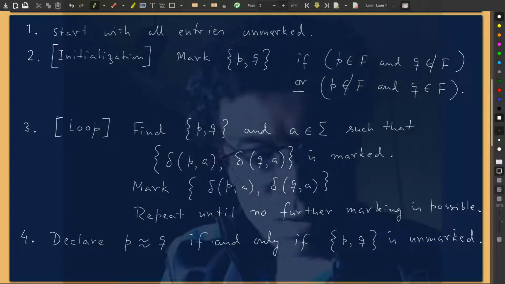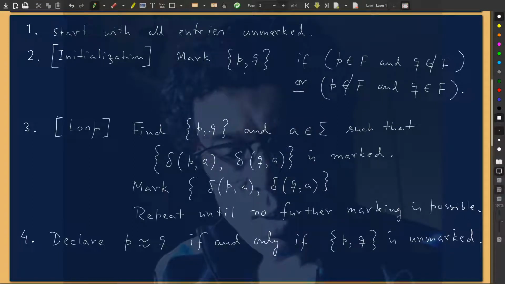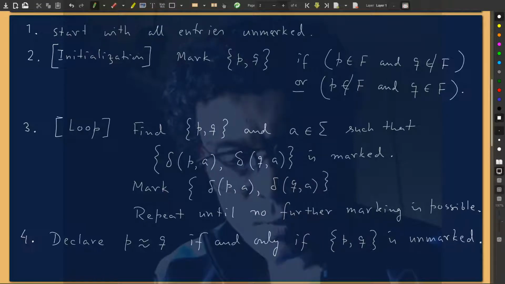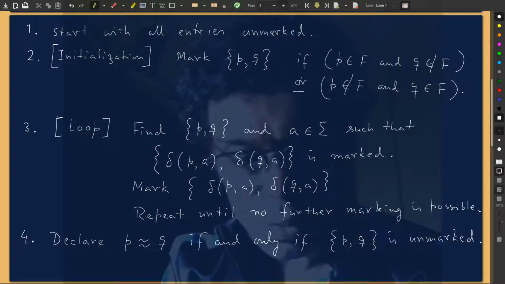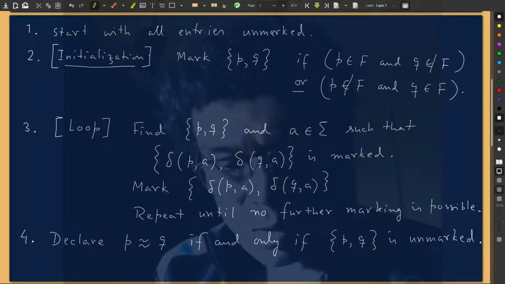Okay, so you start with pairs PQ and mark them. Initially everything is unmarked. So even in the worst case, all the states can be merged into a single state. This is very much possible. Until we discover a reason why two states are non-equivalent, we will not mark them. So in the initialization phase, we have a reason.